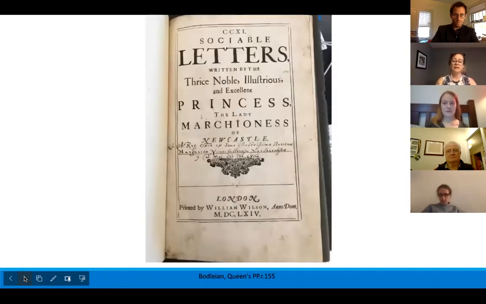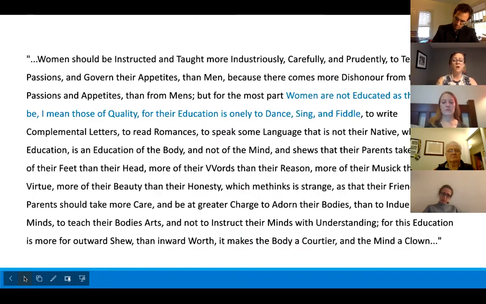Cavendish goes on in later publications, however, to make her argument for women's education more explicit. For example, in Sociable Letters, Cavendish writes, quote, women are not educated as they should be. I mean, those of quality, for their education is only to dance, sing, and fiddle, end quote. I read this passage in two ways. One, it reinforces the idea that aristocratic women, those of quality, deserve an education.